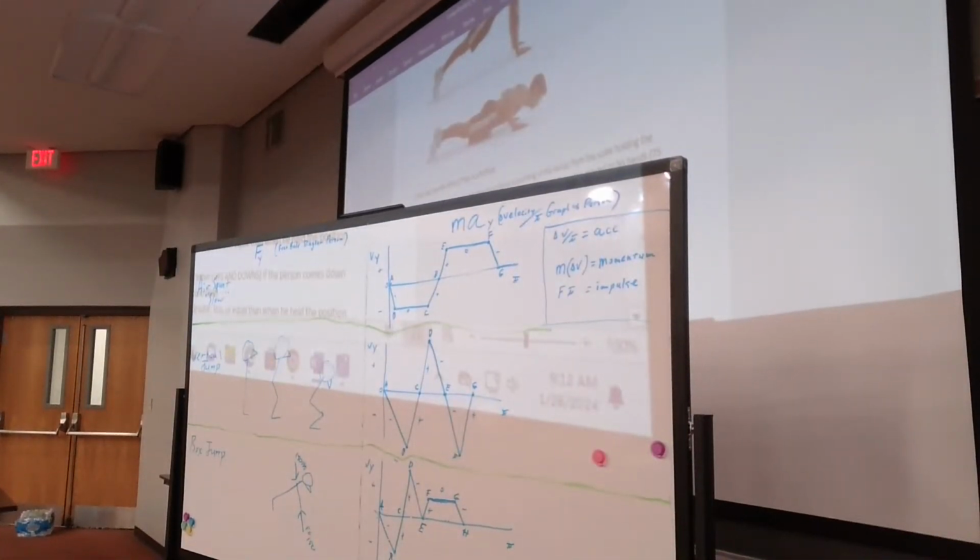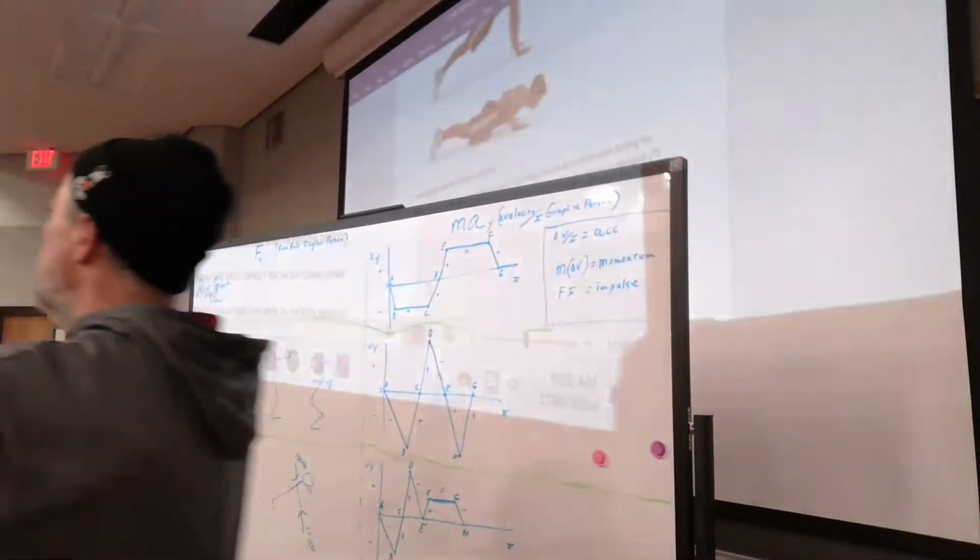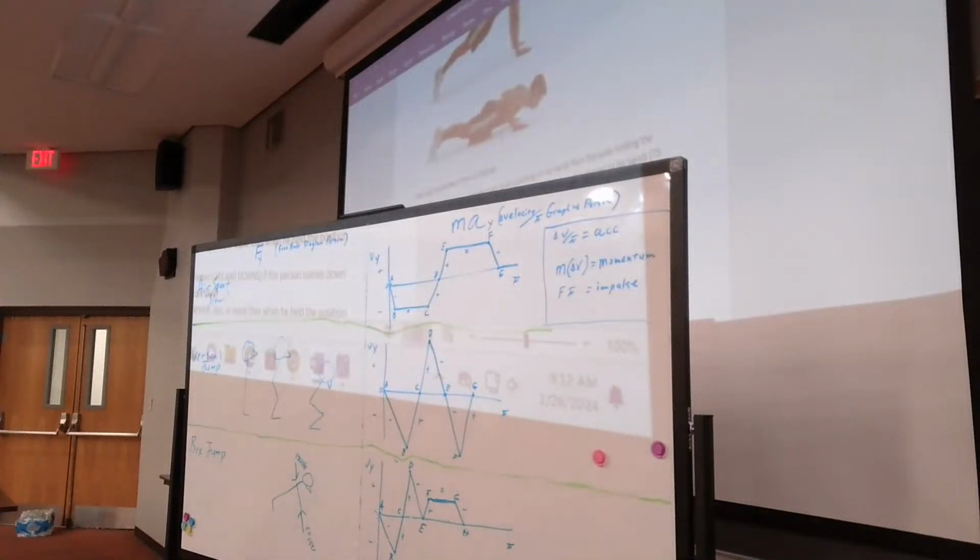Describe the linear kinematics in the y direction. The person starts to come down, speeding up, coming down. Okay? Speeding up, coming down. You're getting faster as you go down. You are negatively accelerating. You got faster going down.